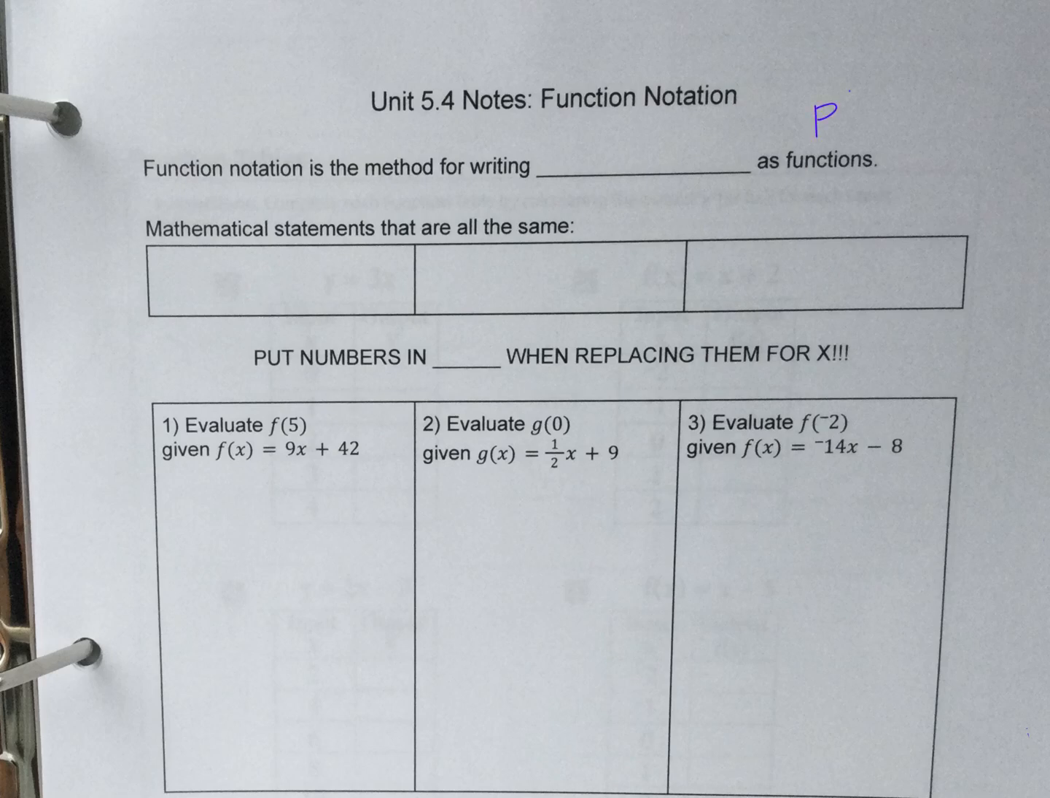All right, this is page 15. We've been looking at graphs all week, and today we're actually going to do some math with some numbers. So we're going to talk about function notation.